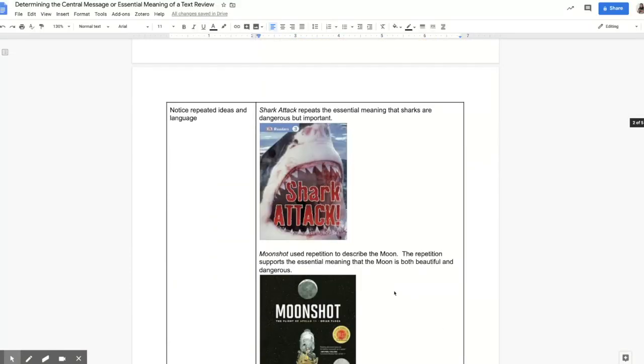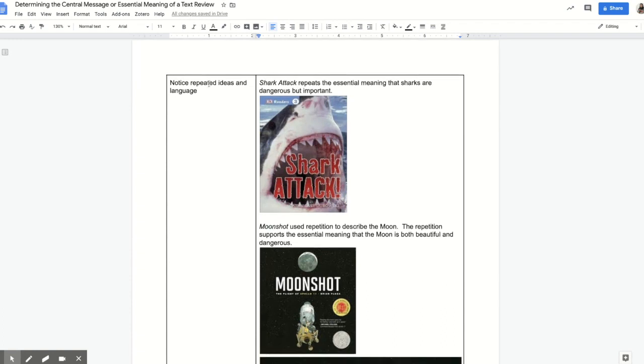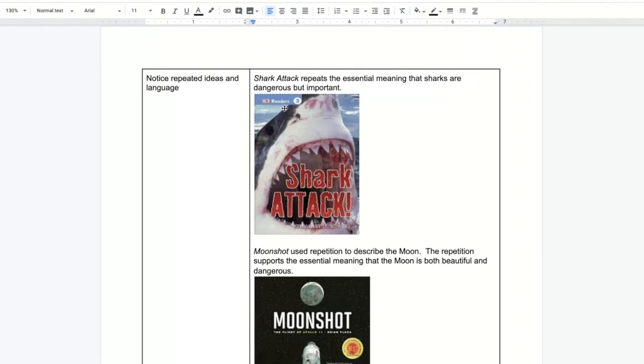Okay. Now for our second strategy, noticing repeated ideas and language. In Shark Attack by Kathy Dubowski, the essential meaning was that sharks are dangerous but important. And so I want you to remember back to this book that we read in Module 1 about how scientists study sharks in order to learn more about how they can help us humans.